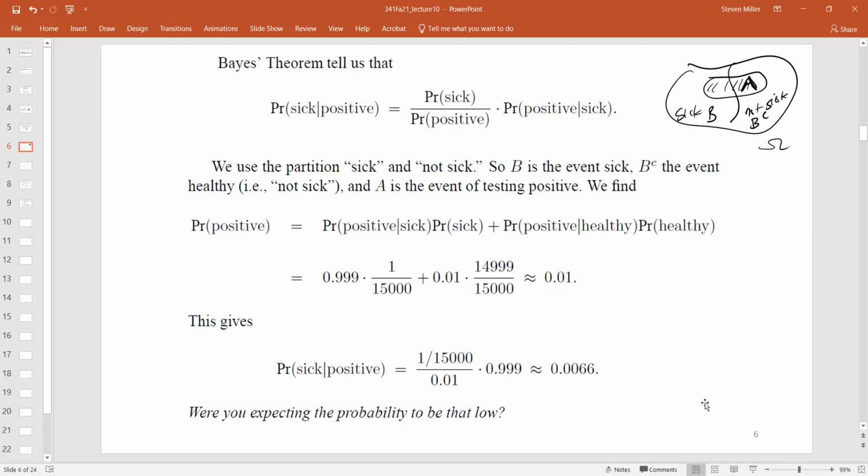So we have to split it into the different cases. How could you be positive? You could be positive because you are sick and you tested positive, or you could be healthy and you tested positive. So the way we find certain events is we break them up into disjoint possibilities and we calculate each one. This is like something else we did on the first day. Maybe it was the second day. It was a sports problem.